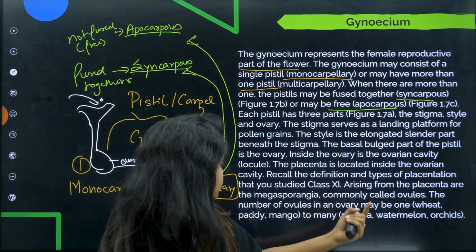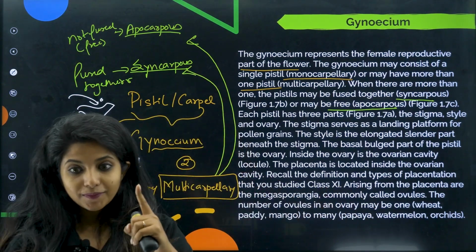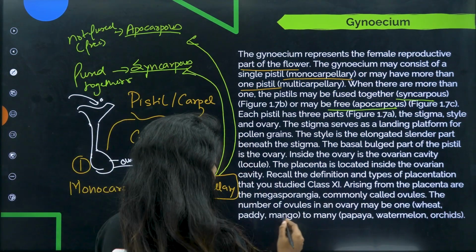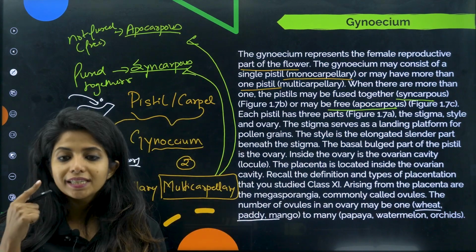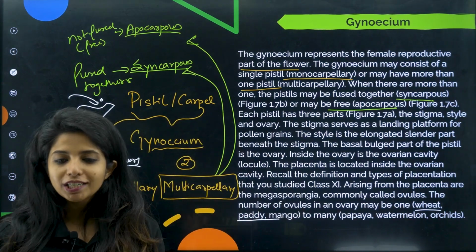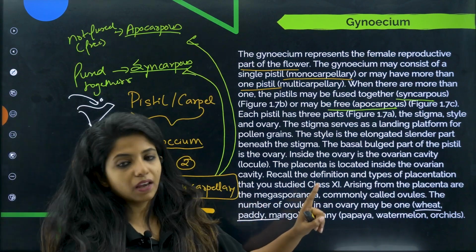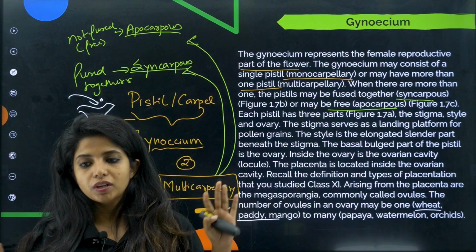Now, the number of ovules in an ovary may be 1. There could be only one ovule in an ovary, in the case of, for example, wheat, paddy and mango. If you have eaten mango, then you know there is only one seed. What is this seed? That's the ovule itself. So wherever you see one seed, it means the ovary has just one ovule, and that is wheat, paddy, mango, which is given in your book.